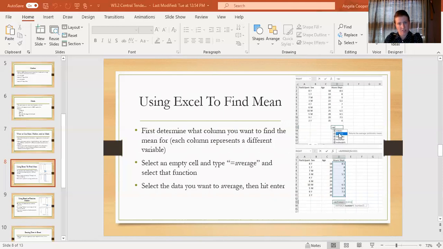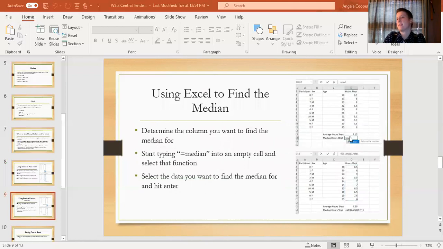Once you have equals average ready, you can select the column or row that you want to find the average for. So I'm just going to select from 8.5 all the way down to 6, and then I hit enter and I found my average.